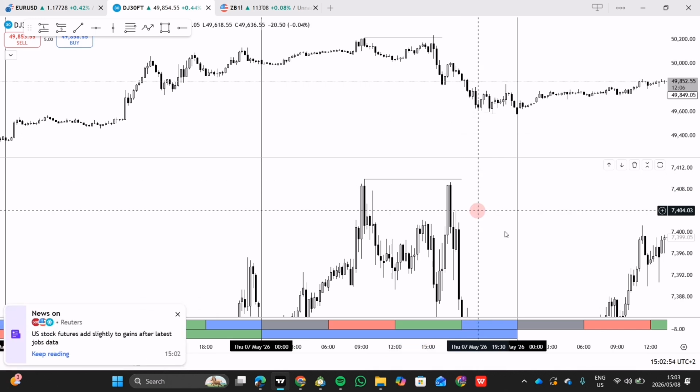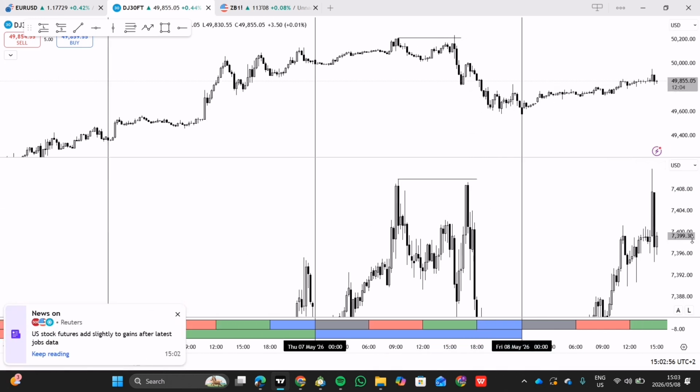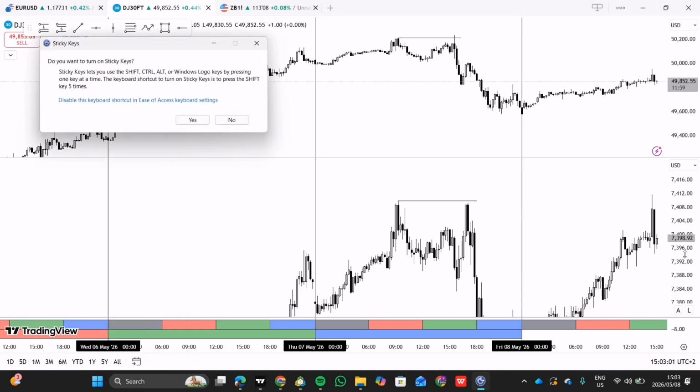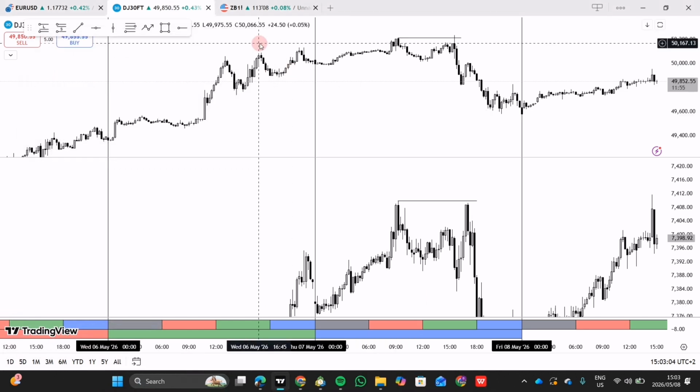Knowing that, you could have known that the market was about to go down, okay? Once you have sequential SMT on your weekly time frame, now you have sequential SMT on your daily time, on your daily cycle.